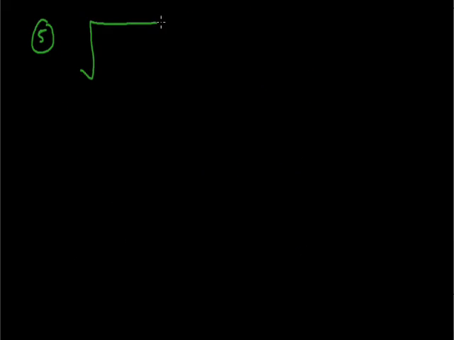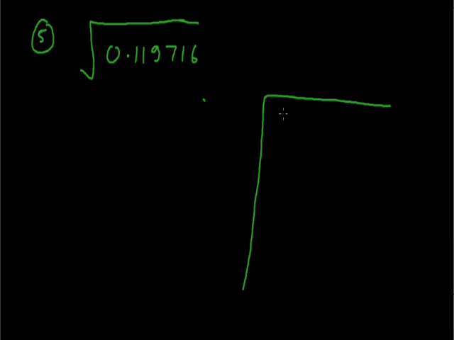Let's say find the square root of 0.119716. I have to find the square root of this number. So first of all I have to write down the number, that is 0.119716. Now from the decimal point I have to make the pairs of 2.